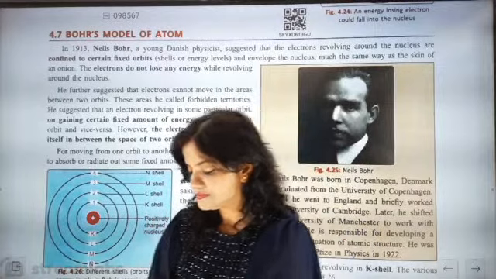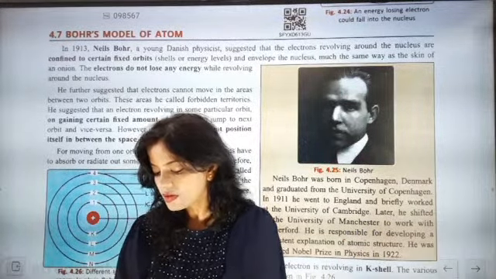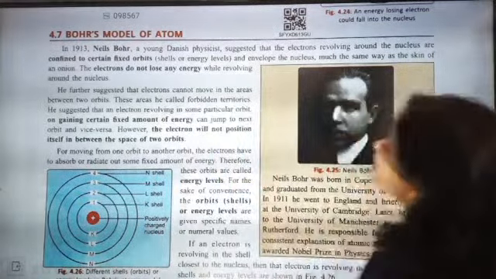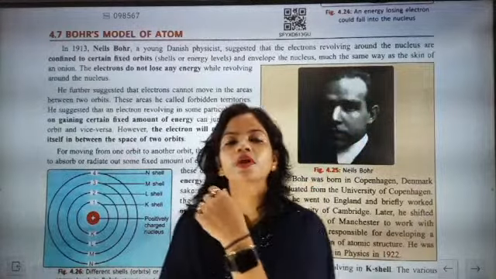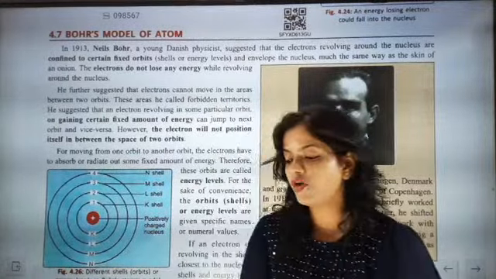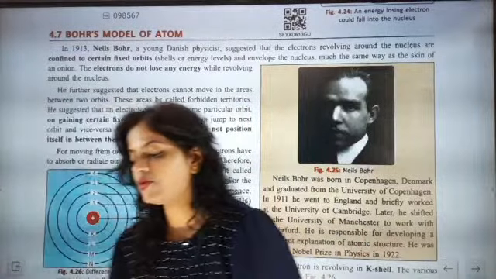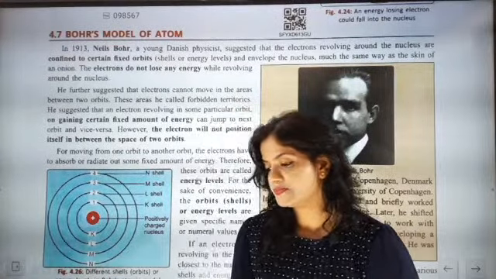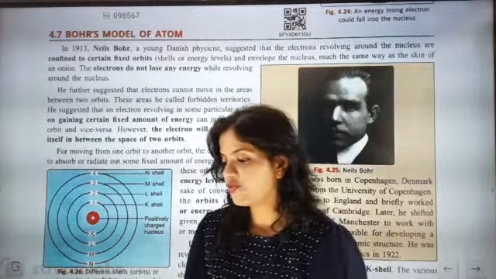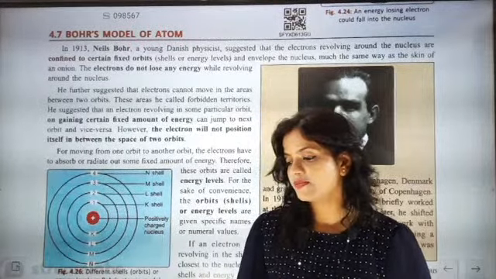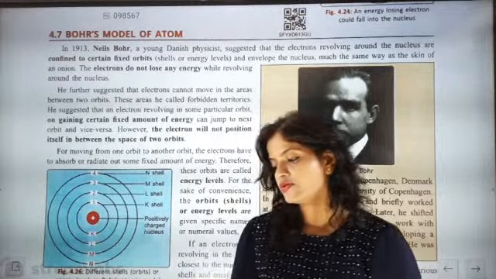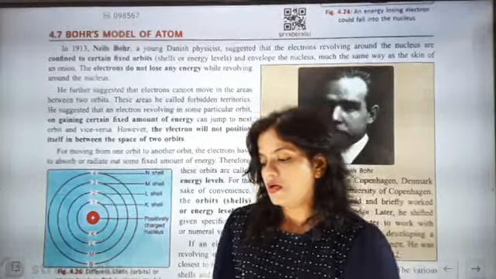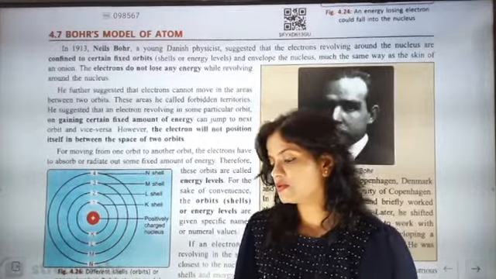Next question is: what is the number of atom? What is the formula for number of atom? If I want to write the number of atom, which formula am I going to use?